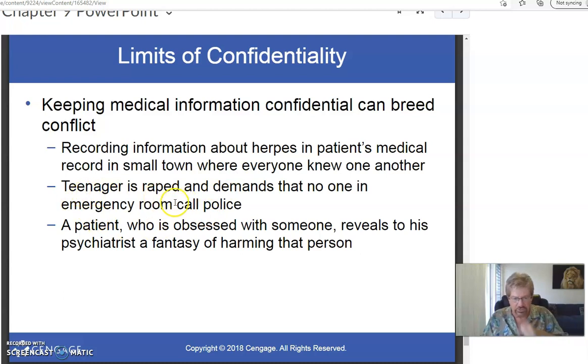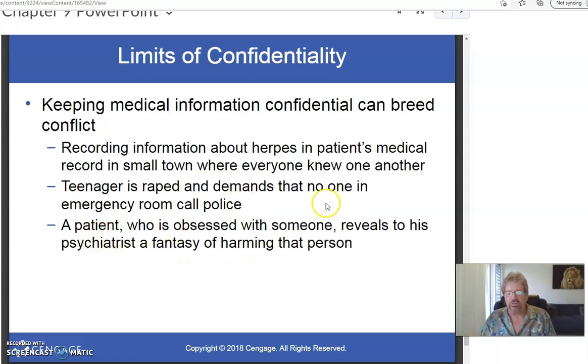Or a teenager's raped and demands that no one in the emergency room call the police. I'm not sure about the legality there, guys, but they may have to. But see, again, in a small town there, you know, I lived in small towns in Tennessee and Georgia for years. And yeah, man, everybody in town would be talking about it. Did you hear about old Billy Bob?